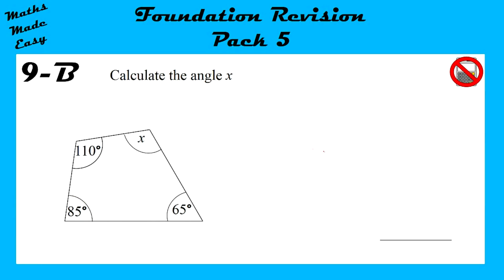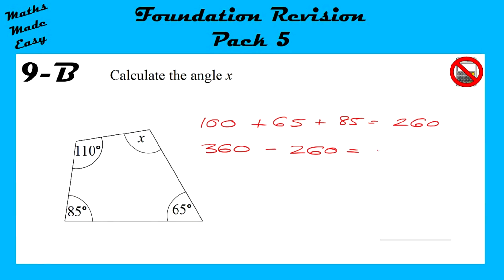9b. Same again on this one. I'm going to add up all of the angles that I know. So 100 plus the 65 plus the 85 is 260. And then I'm going to do 360, take away 260, which gives me my missing angle X, 100 degrees.